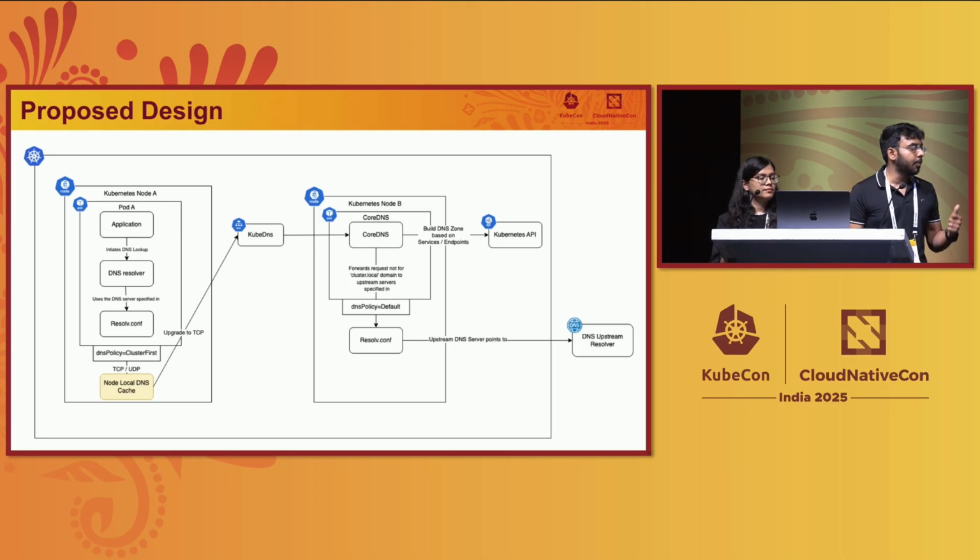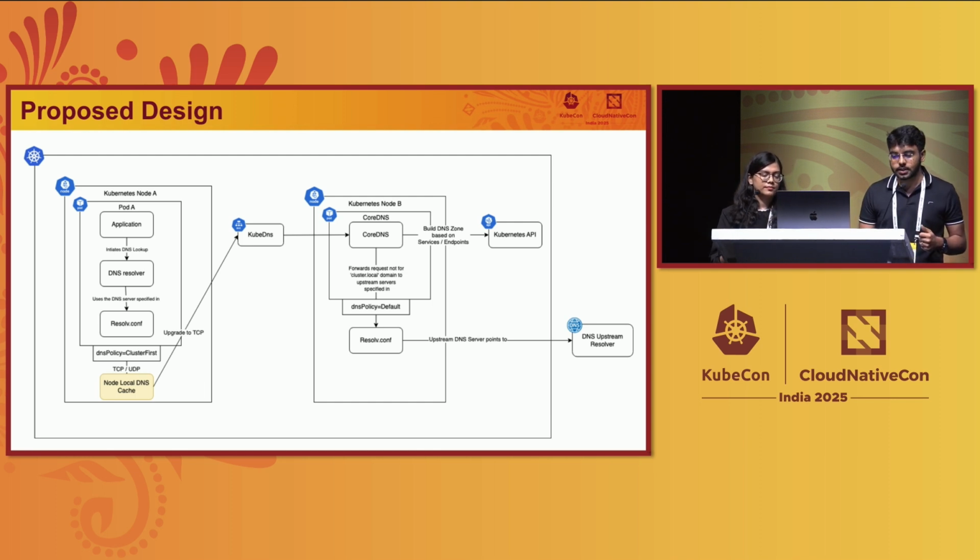Now let's look at the proposed design of DNS in the Kubernetes cluster after we have implemented the Node Local DNS Cache. As usual, the application initiates a DNS lookup call. This is received by the local DNS resolver. Instead of sending this request to kubeDNS, it now sends it to a specialized link-local IP of the Node Local DNS Cache. And the Node Local DNS Cache, receiving this request as a TCP or a UDP call, then checks whether it's a cache hit or a cache miss.